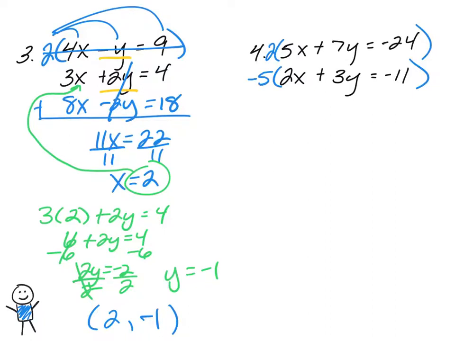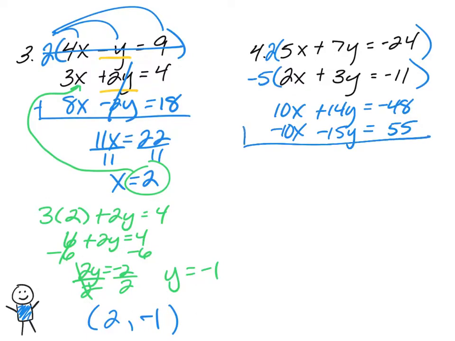On the top equation, 2 times 5x is 10x, 2 times 7y is 14y, equals 2 times -24 is -48. Now we got to do the second equation. -5 times 2x is -10x. Notice how they'll cancel in a minute. -5 times 3y is -15y. -5 times -11 is a positive 55.